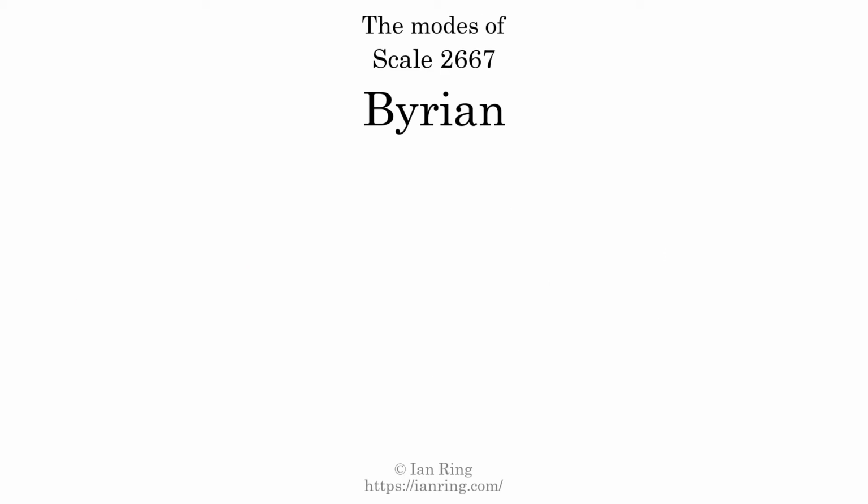This scale has 7 modes. The first mode is itself. The second mode is scale 3381, also known as Catanian. It sounds like this.